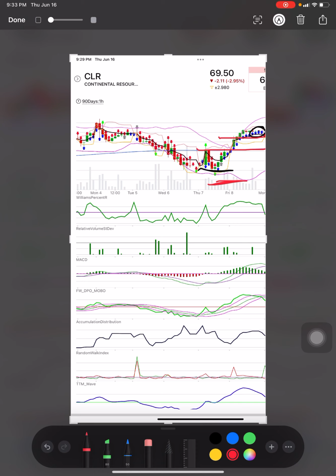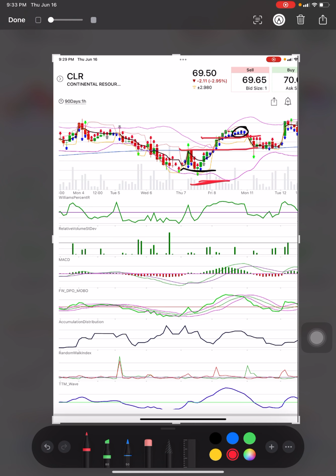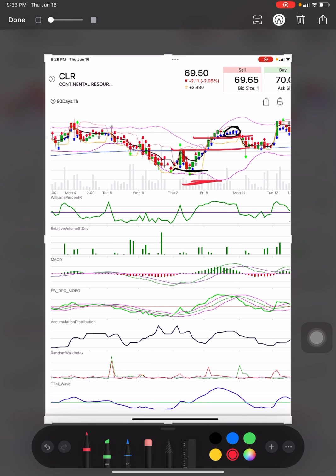Or maybe you sell half now, just in the market, without even using a stop loss to protect it. Whatever you do, you protect it because you're smart. That's all that matters. And here we go. The Williams goes under negative 50 and the price comes down.